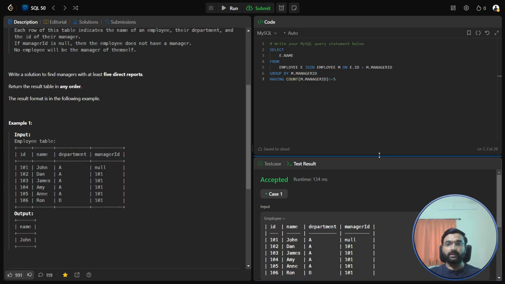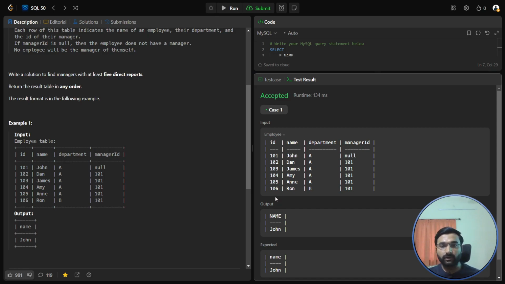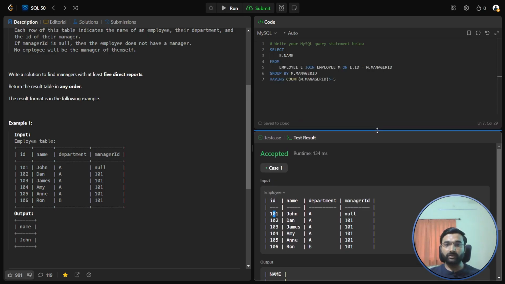It's accepted. So you see, we got the output as John, right? Because John is the only manager who has 5 or more than 5 reporting, right? Like 101 has 2, 3, 4, 5, 6 reporting to him, right? So why? Because I've joined this on this column.